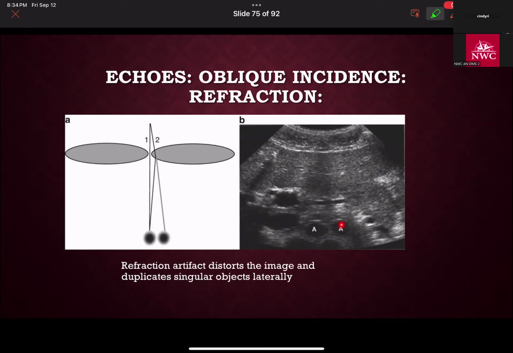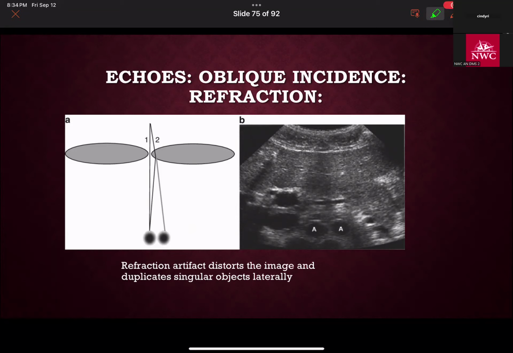So if the screen doesn't represent your body in any way, shape, or form, like in your body, you have one structure, on the screen you have two. In your body, you have something, on the screen it's missing. In your body, you have something deep, on the screen it's superficial, or the other way around. If you have something small in your body, it looks big on your screen, or the opposite, anything. If it's wrong in any way, distorted in any way, it's called an artifact because it's simply not an accurate representation of your body.